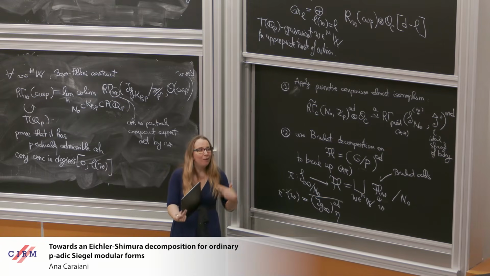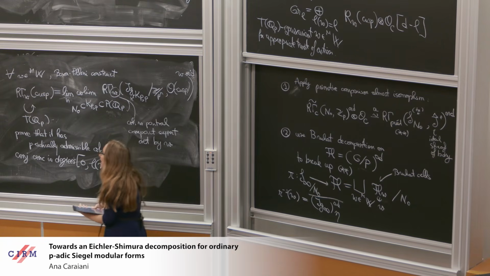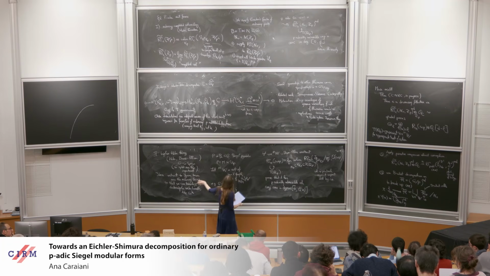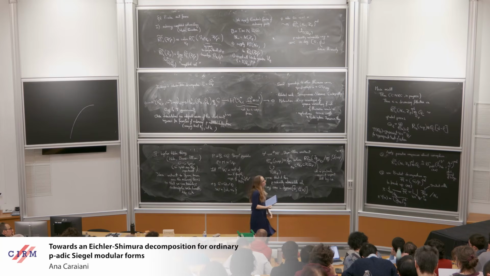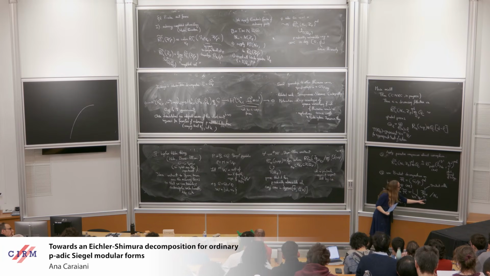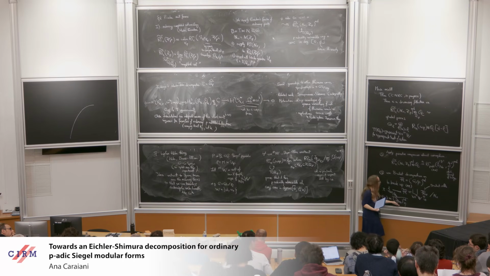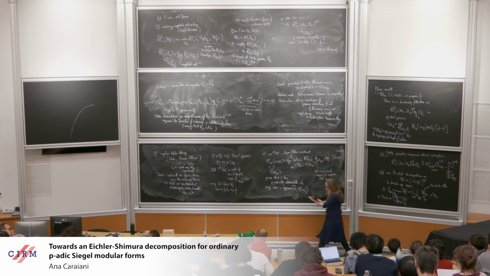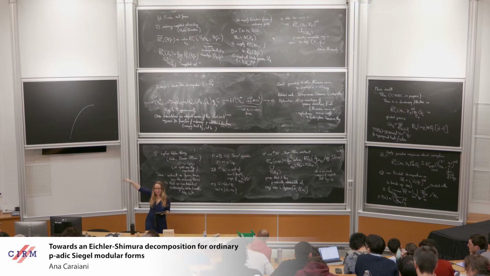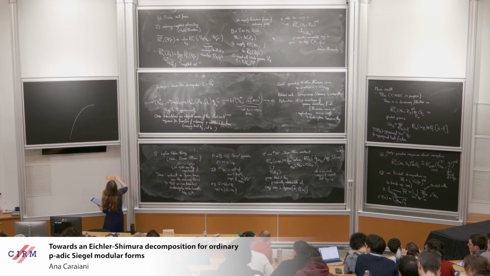There are lots of different kinds of Igusa varieties that can show up on a general Shimura variety, but somehow it turns out that in the case of a split group, when you're trying to take ordinary parts, the dynamics of Hecke operators allows you to only look at the ordinary Igusa tower. Okay, so that's a point I wanted to make.